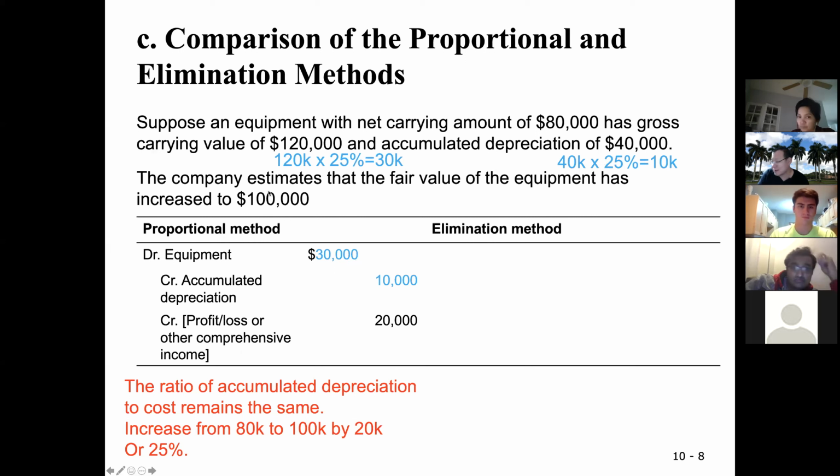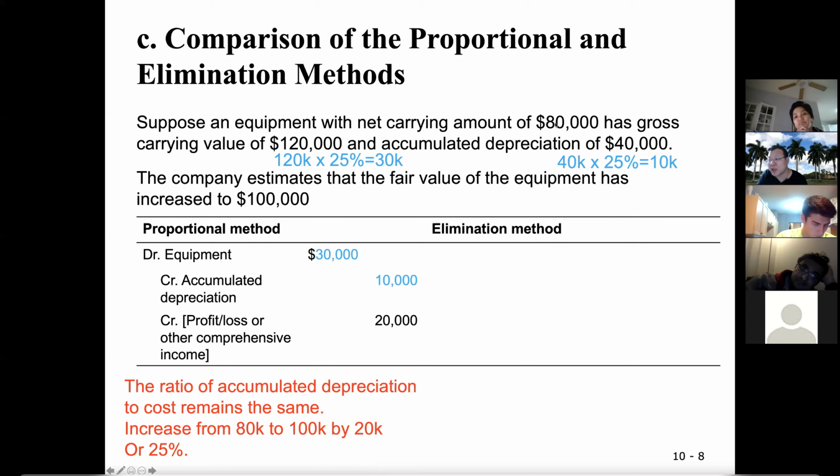Does this make sense? Sorry, how did you get the 25% again? So I want to see the percentage of the increase. From 80, I wanted it to be 100. I need to increase 20, equivalent to 25%. So 25% of 80 is 20, right? Okay, thank you.